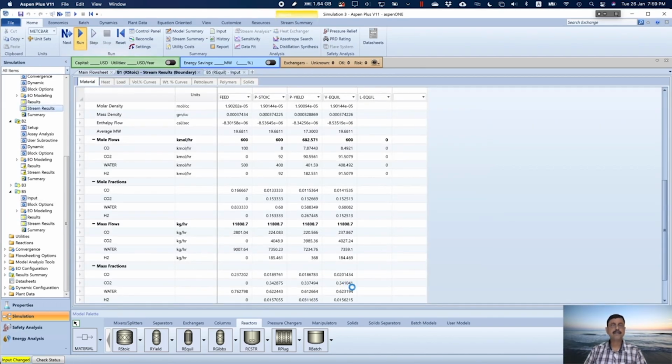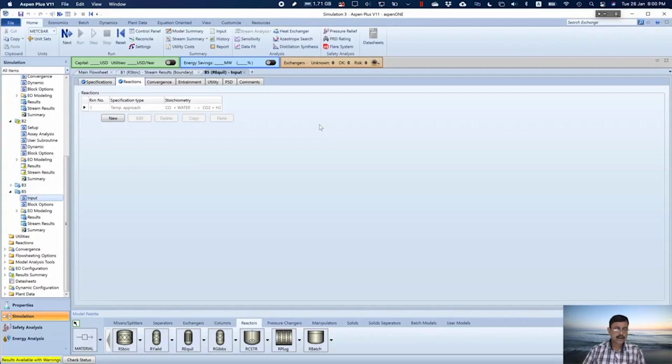Yes, it has increased. So we want to know at which temperature approach the value of CO2 will be exactly 0.342875. For that, we can do certain sensitivity analysis. Although I will teach the sensitivity analysis in some future lecture, today for the example, it is important to learn how to do it. So for that, we have to go to this model analysis tool and select sensitivity analysis.